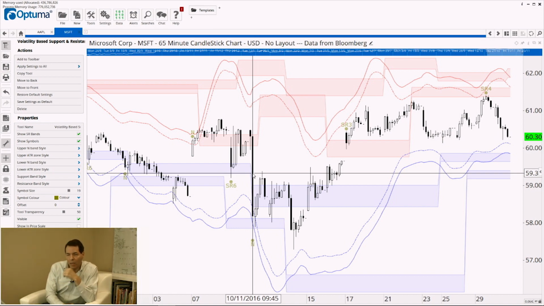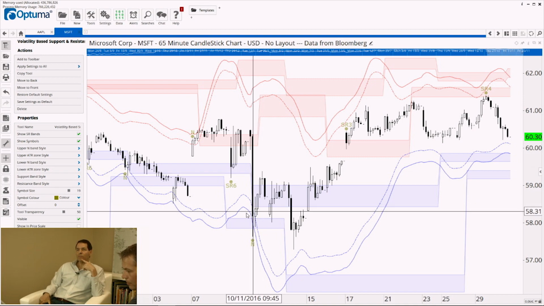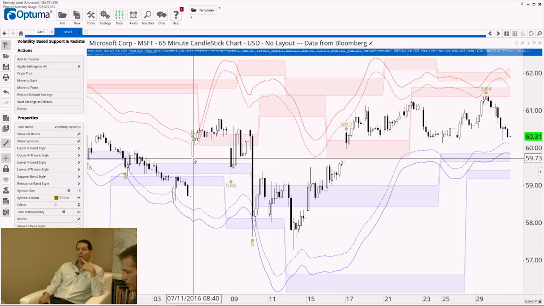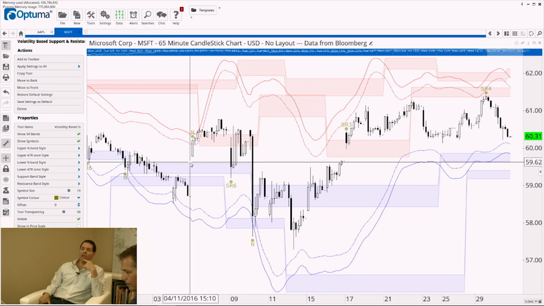Let's look back at the opening of the 7th. Right there, we've got a jump. Something came out in the markets, either about Microsoft or the broader market. Something came out and investors were happy. So there's a great big gap right there.